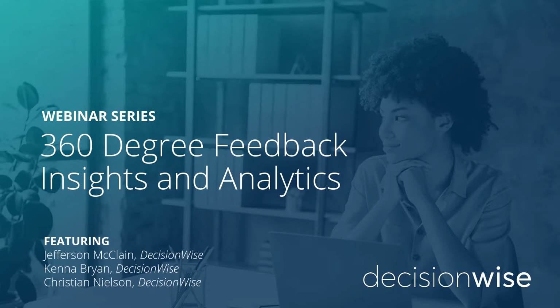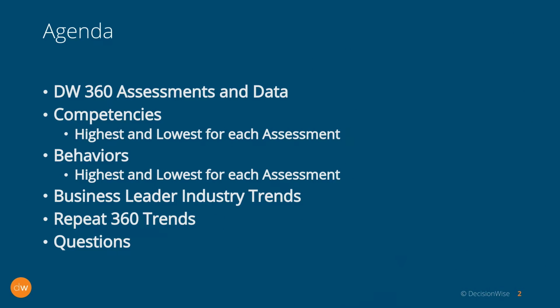So a little bit of where we're headed today. We're going to talk a bit about our DecisionWise 360 feedback assessments and some of the data that we've been able to collect over the years. And Jefferson's done a great job of pulling a few insights for our conversation today. We're going to discuss some of the competencies in those 360 assessments. Specifically, we want to look at the high and low for different assessments that we run.